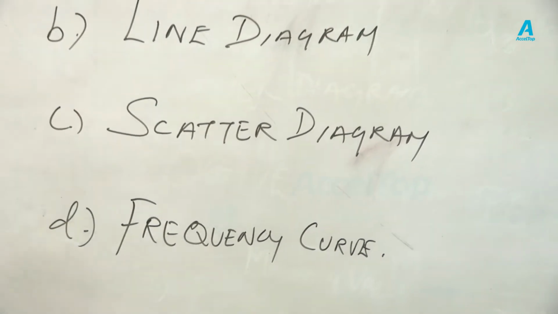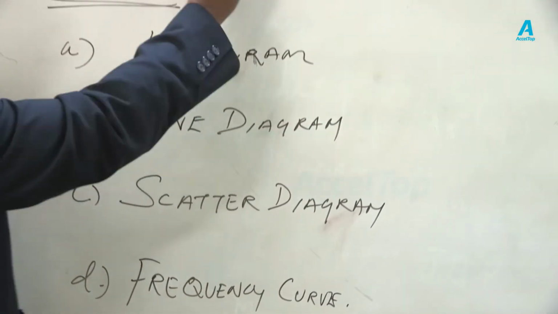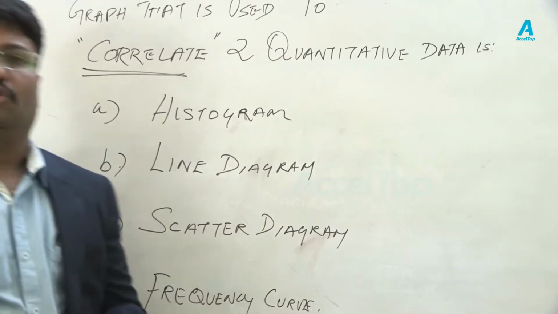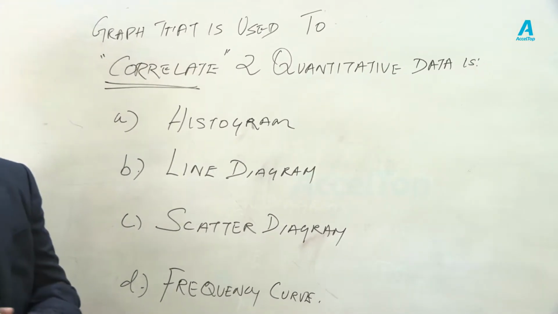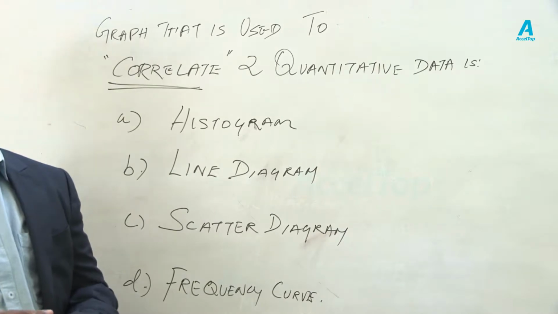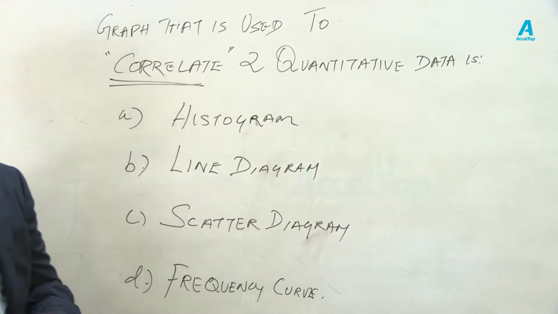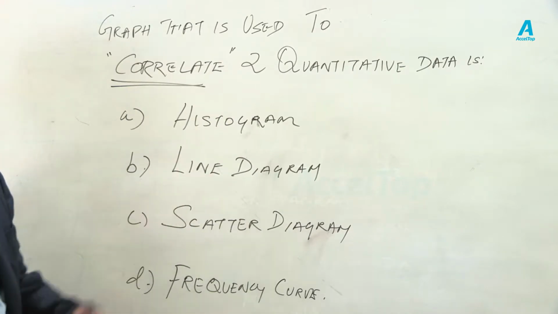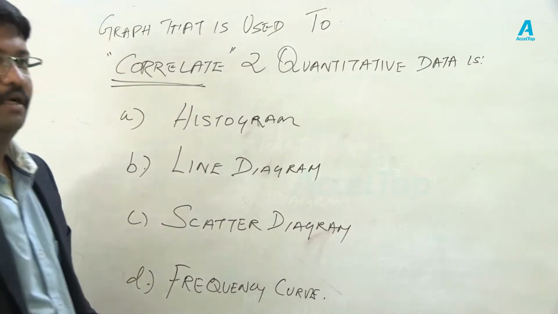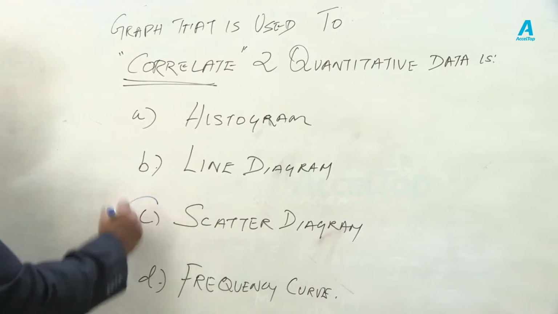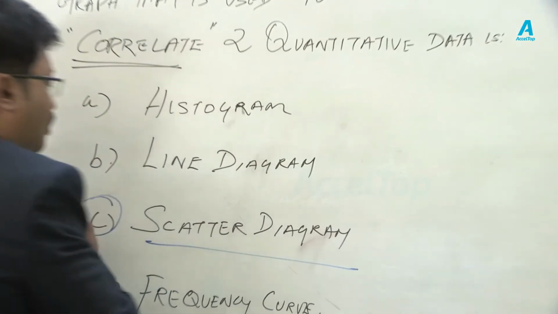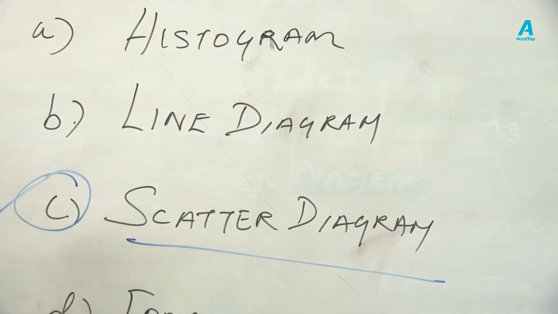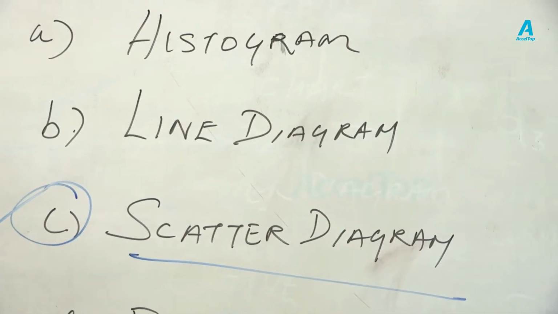So here they have asked about the correlation. When you mean by correlation, it is the relationship between two quantitative data. So which is the graph that is used to depict the correlation between two quantitative data? The correct answer is the scatter diagram, or it is called a scatter plot or the dot diagram. So option C is the correct answer.